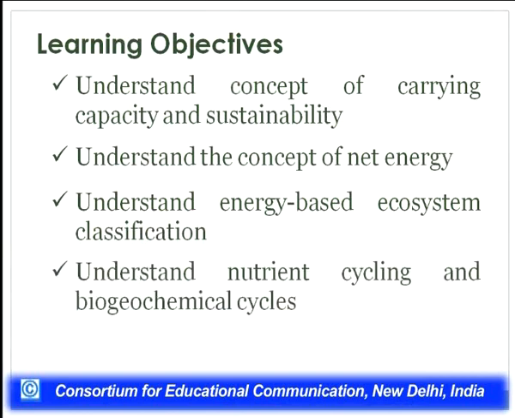We'll also understand nutrient cycling and biogeochemical cycles. So gradually, in addition to the flow of energy, we'll also talk about the cycling of nutrients, which we term the biogeochemical cycles. In particular, we'll talk about two cycles today, which are the movement of the nitrogen and phosphorus elements in the ecosphere.